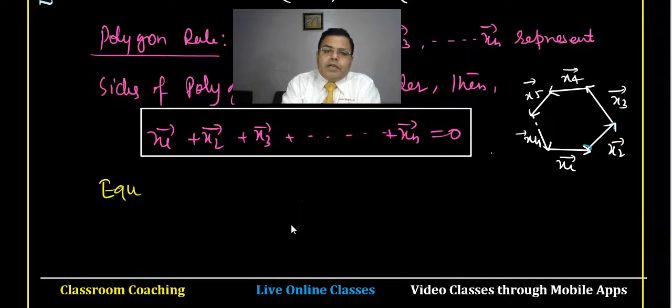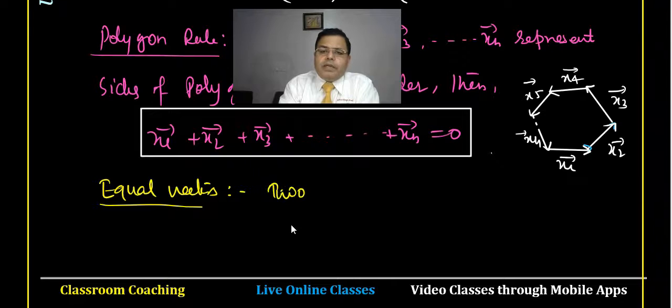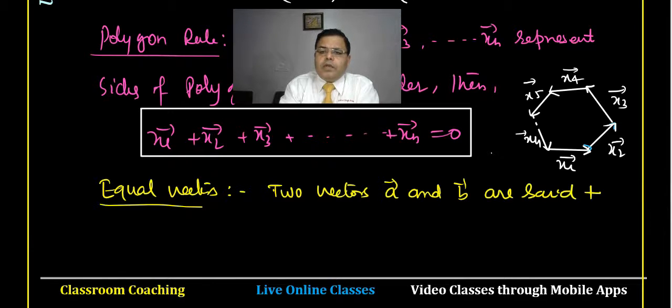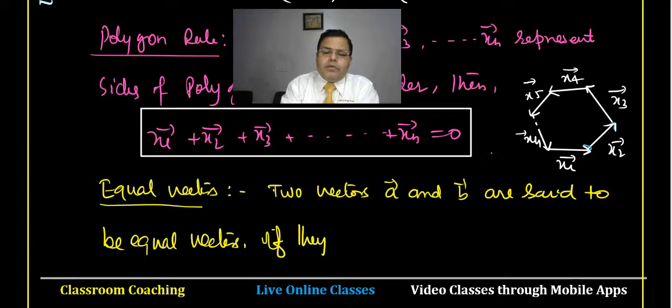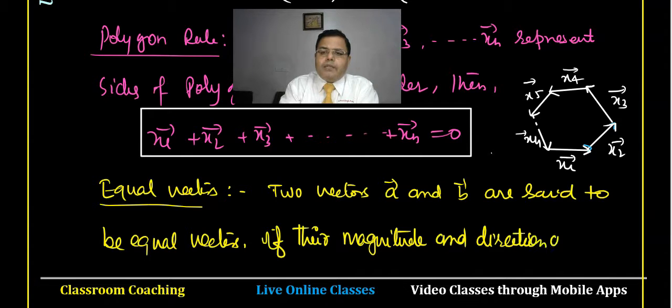And one more thing, that is called equal vectors. Just a definition, everybody understood this. Two vectors A and B are said to be equal vectors if their magnitude and directions are both equal. Then only they are said to be equal vectors.